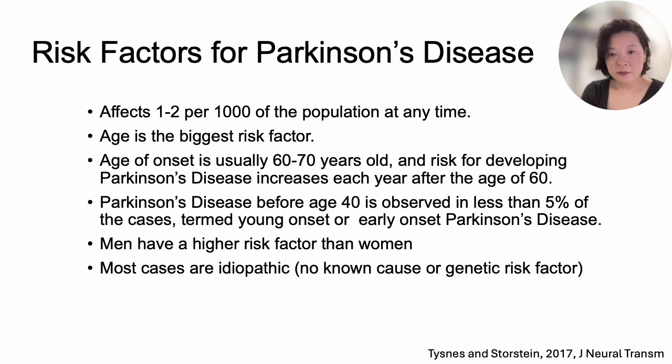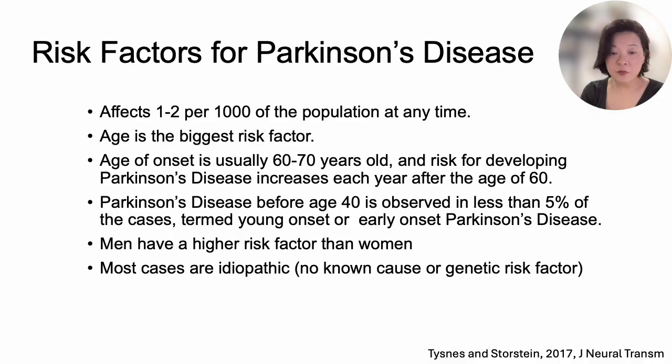The risk factors for Parkinson's disease are numerous, and age is the biggest risk factor. So Parkinson's disease affects 1 to 2 out of 1,000 people in the population at any time. The age of onset for diagnosis of Parkinson's disease is usually 60 to 70 years old, and the risk for developing Parkinson's disease increases each year after the age of 60.